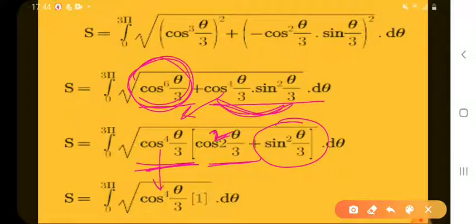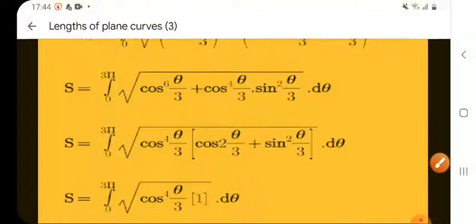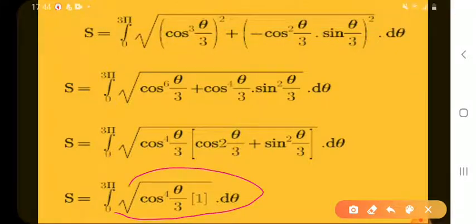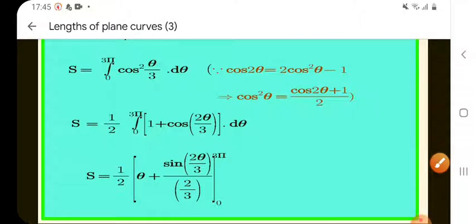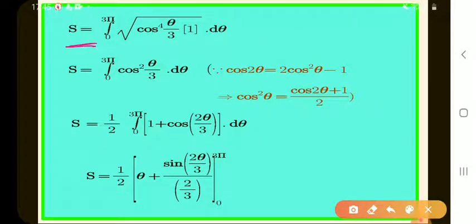Root, same cos^4 θ/3. What is the term in this bracket? cos square θ/3 plus sin square θ/3. That means 1. So what is the remaining term? Just root cos^4 θ/3. What is the value of root cos^4 θ/3? Root means whole power 1 by 2, 2 cancel. So we get cos square θ/3. Therefore S equals integral 0 to 3π cos square θ/3.